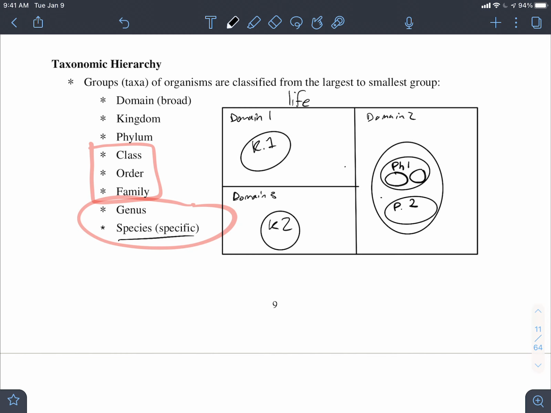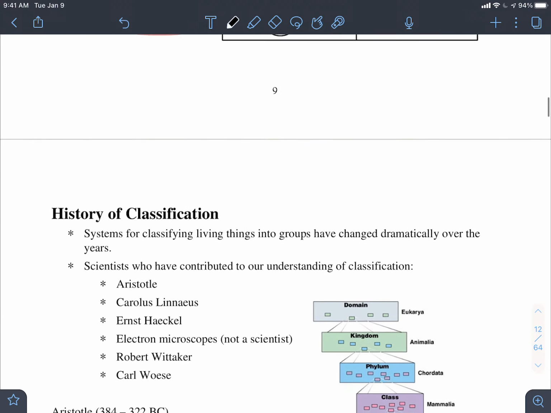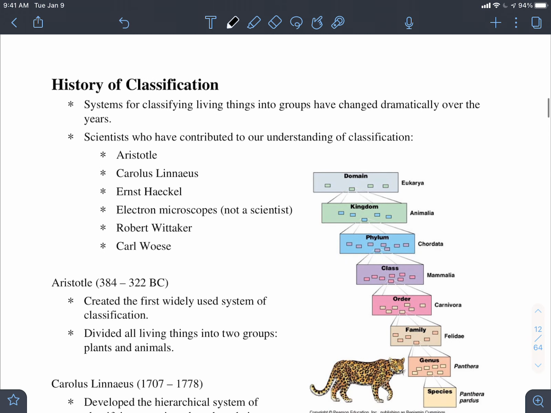Two different organisms from different genuses can't reproduce. Organisms from different families can't reproduce. Organisms from different orders can't reproduce, right? Only the species can reproduce. And even then, we did talk about subspecies in the last lesson, so we know that there are some subspecies that don't reproduce even though they could.